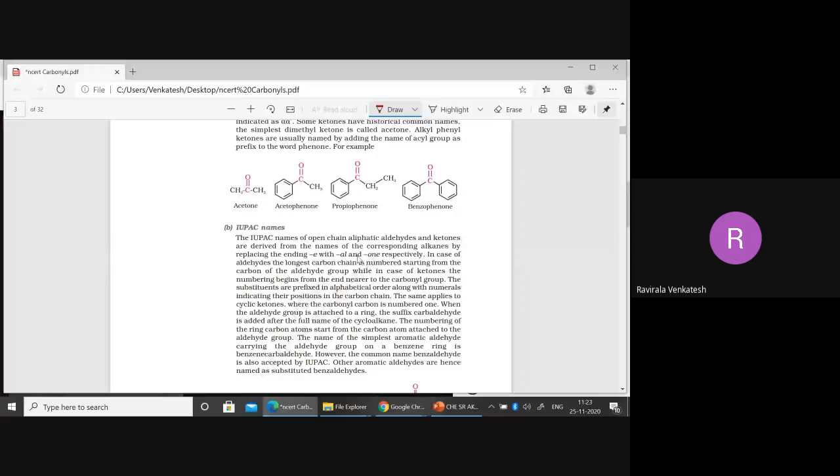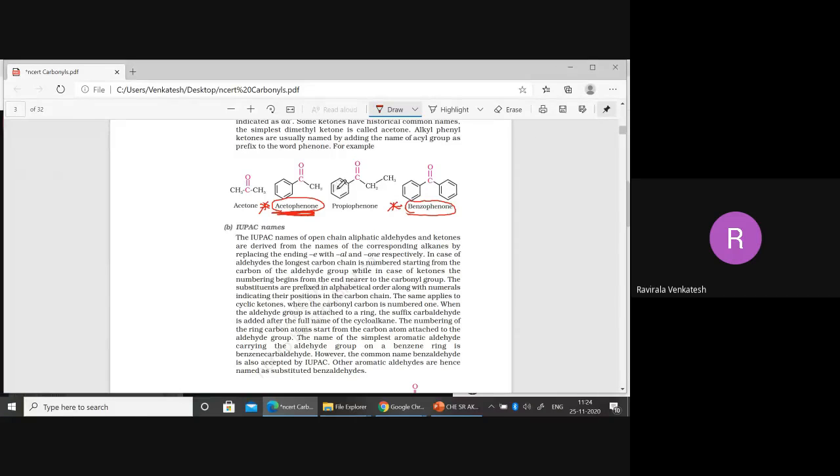Now acetophenone. In the last class I told you, acetophenone, benzophenone. Please remember all of you, acetophenone and benzophenone are very, very important. Practice these two structures. Many times it will be asked in examination. How do you distinguish acetophenone and benzophenone type questions?